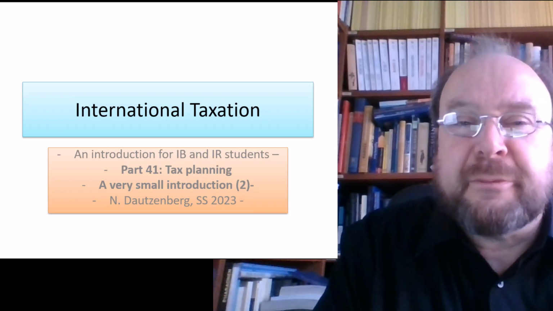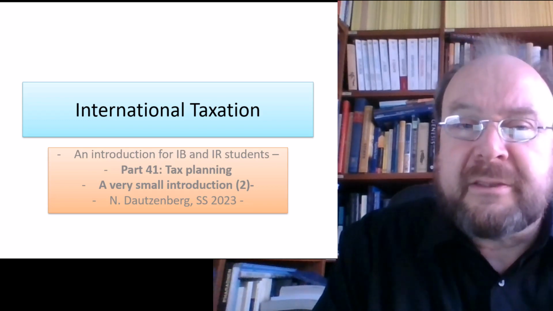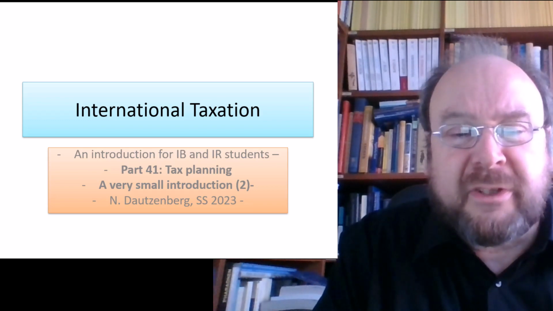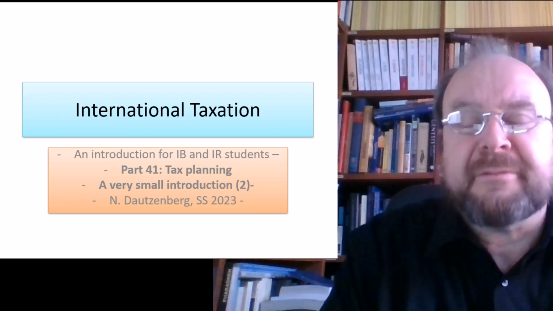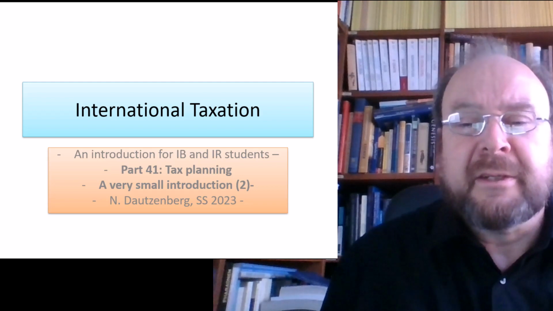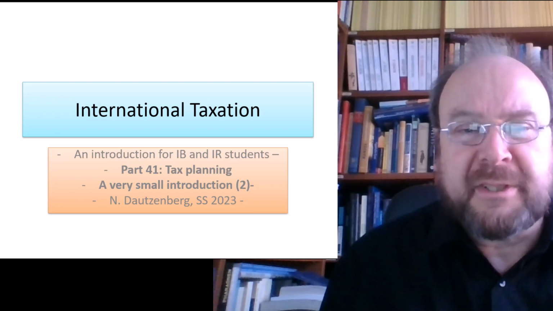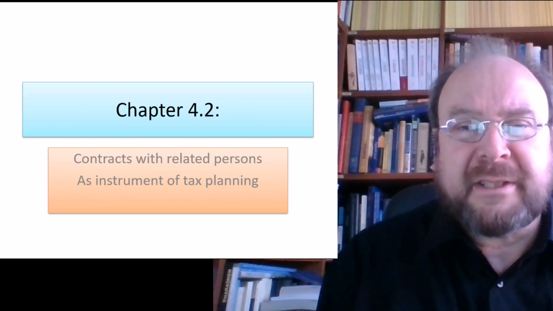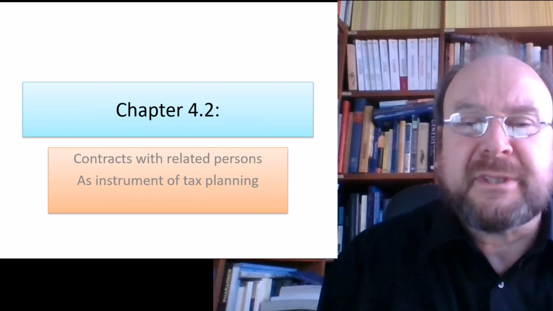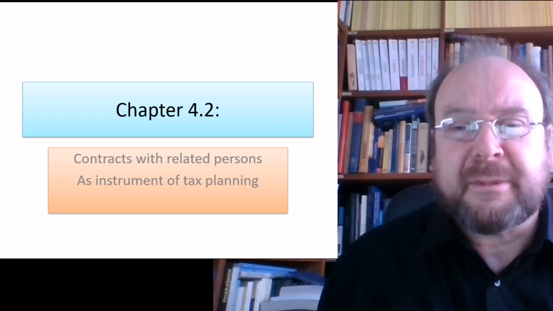This is another video on international taxation, the introduction. And in our fourth chapter, we go on speaking about the basics of international tax planning. So what we have to talk about now is the basic element, how international tax planning can probably be done. That's in most cases contracts with related persons as an instrument.